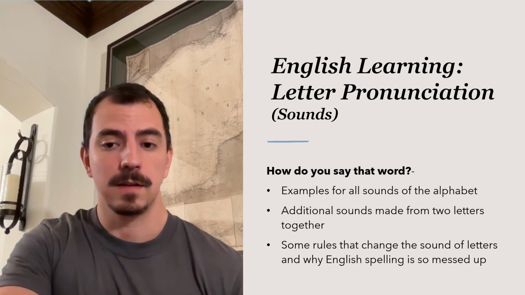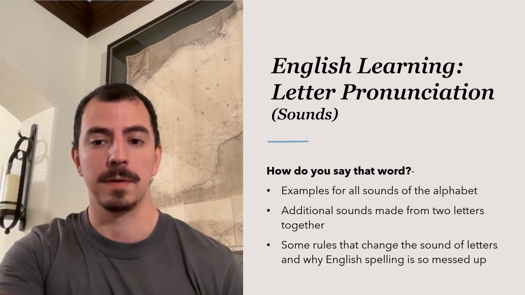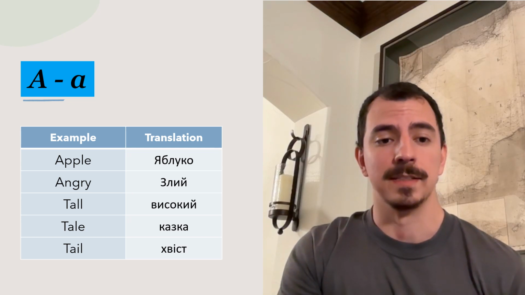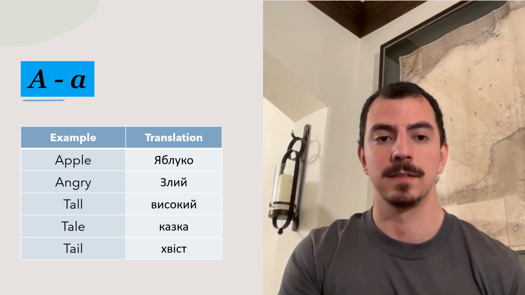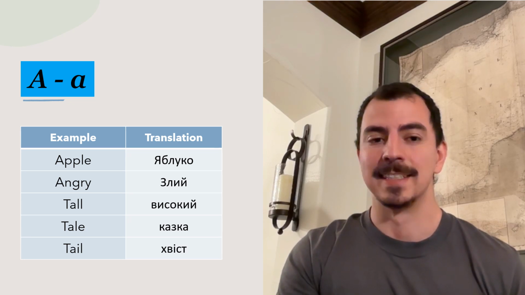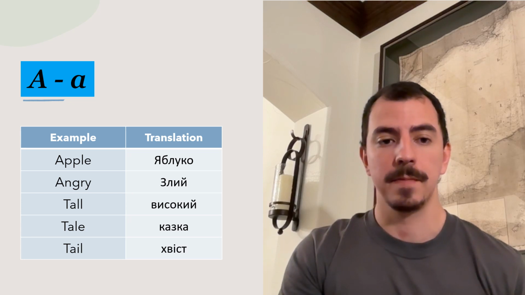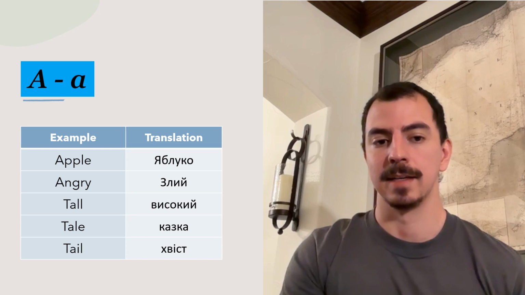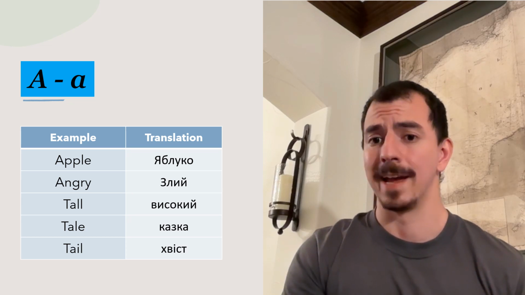The first thing we're going to jump into is the letters of the alphabet, starting from the top at letter A. A has two sounds. The first sound is ah. The second sound is A. So ah and A. Apple is the ah sound. Angry, the second example, is the A sound. So ah for apple, A for angry.